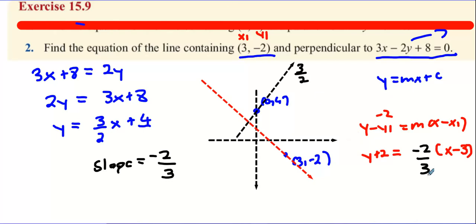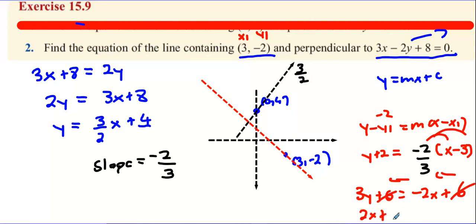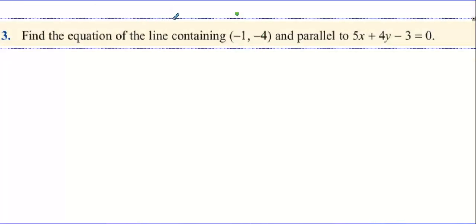Finish it off then. Multiply by 3: division on the right becomes multiplication on the left, so you get 3y + 6. Multiply in your minus 2, and you get -2x + 6. Bring everything onto one side. You can see the two 6's cancel out, so we end up with 2x + 3y = 0. And we're done. Okay, so that's questions 1 and 2 done.